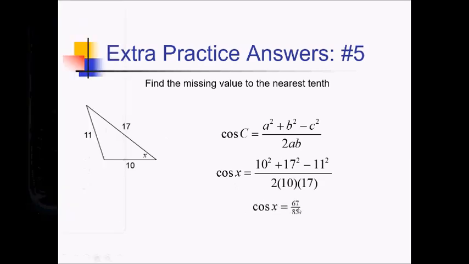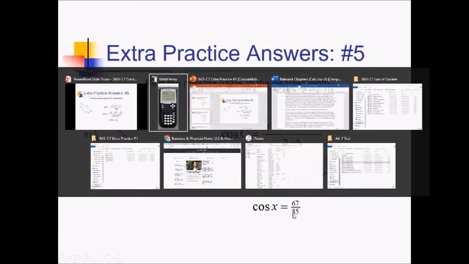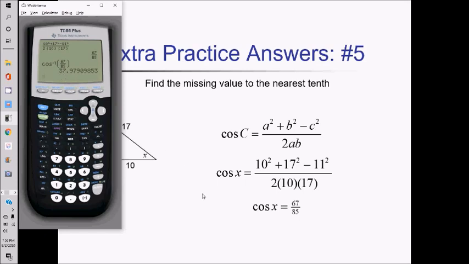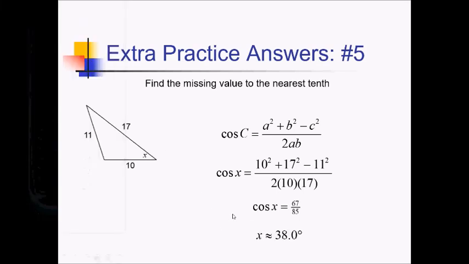So to get x itself, let's inverse cosine that stuff on the calculator. So let me do second cosine, arrow up to grab that from before, and then close my parentheses, enter to get 37.97 and some change, so that rounds off to 38.0 if I round to the nearest tenth.